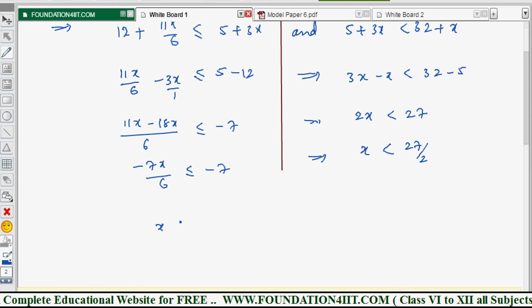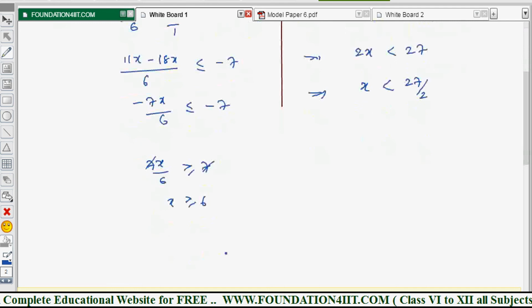Finally, whenever you cancel the minus sign on both sides, there will be a change: 7x by 6 greater than or equal to plus 7. Whenever you multiply by a minus sign on both sides, you change the sign also, so less than or equal to becomes greater than or equal to. 7 cancels 7, then x is greater than or equal to 6, that is 6 is less than or equal to x. That is the first one.